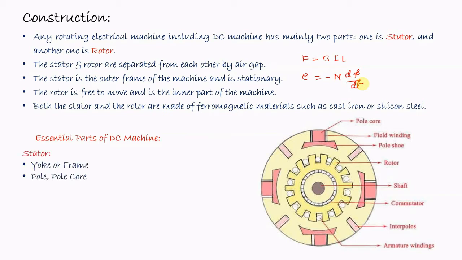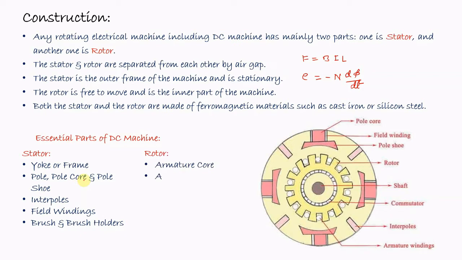So the essential parts of the DC machine, as we have already discussed, there are two parts. One is called the stator, another is called the rotor. So in stator, we have yoke or frame, we have pole, pole core, and pole shoes, and we have interpoles. Then we have field windings, and finally brush and brush holder. So these are the parts of the stator. These are the stationary parts of the machine. They do not rotate during the operation.